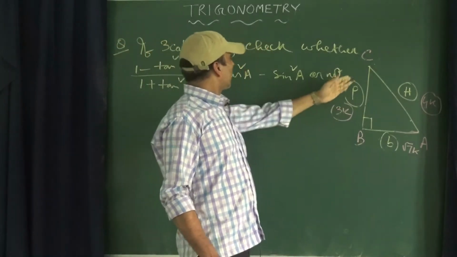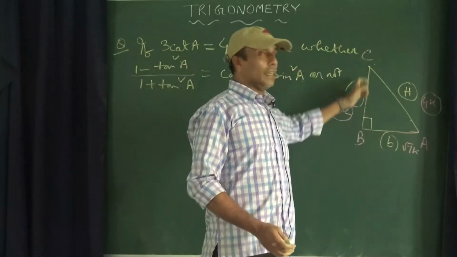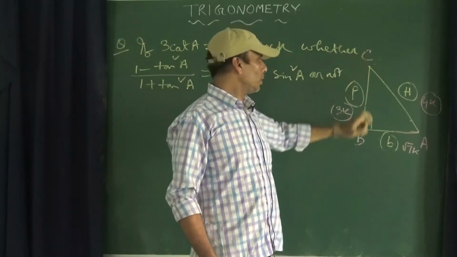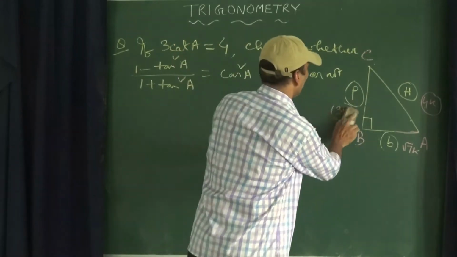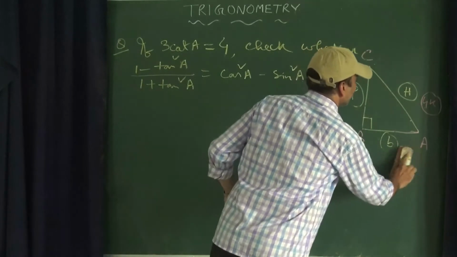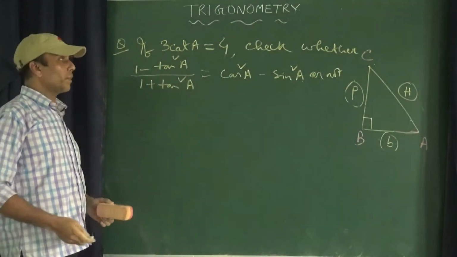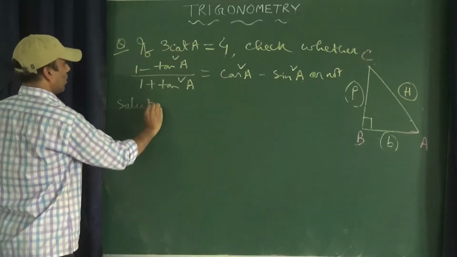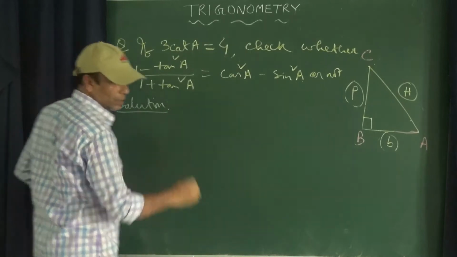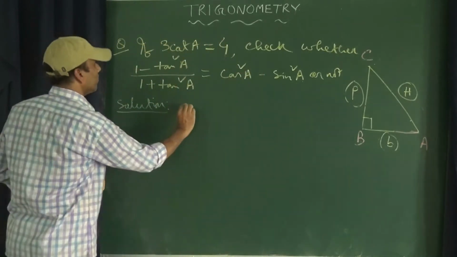For this, let us take this diagram. ABC is a right angle triangle in which angle B is equal to 90 degree. We are given 3 cot A equal to 4. So, from there we have to start our solution. Three cot A is equal to 4.